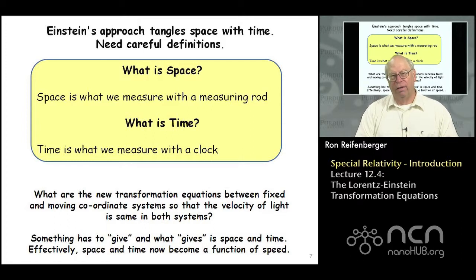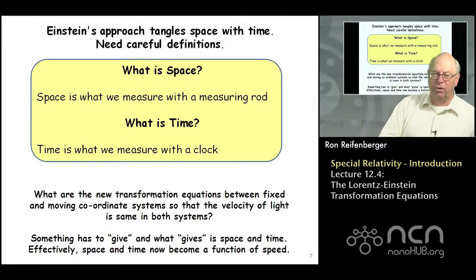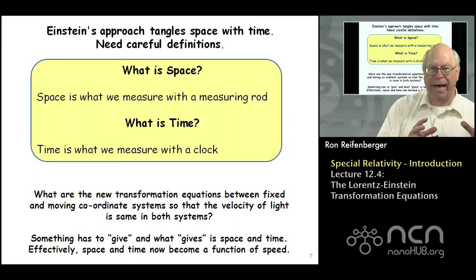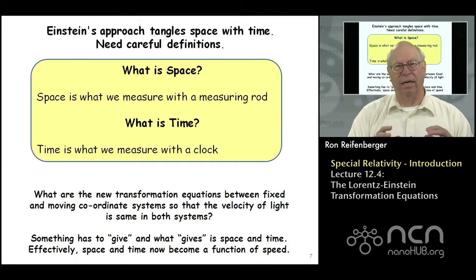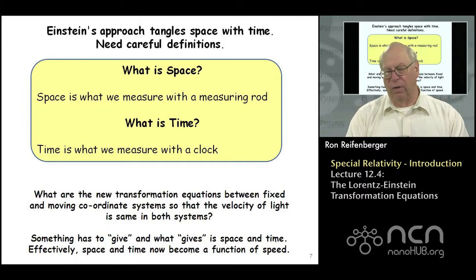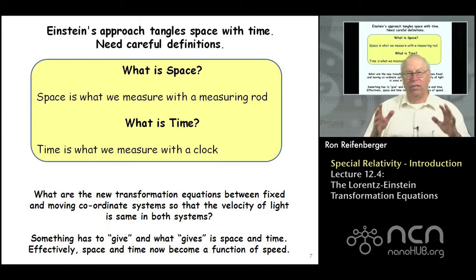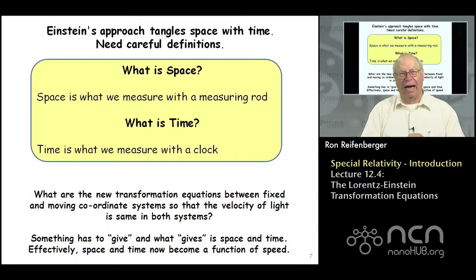And I think the primary insight is that when you try to define what space and time is, you have to realize that you have to resort back to experimental data. So if you ask the question, what is space? Space is what you can measure with a measuring rod. And if you ask the question, what is time? The answer is time is what we measure with a clock. And any other concepts of space and time that do not fall into this definition are not well defined.